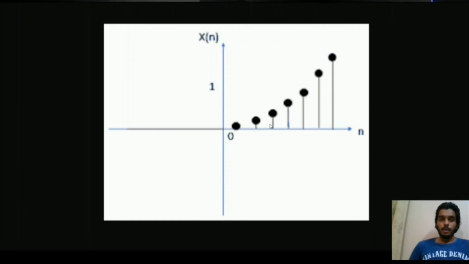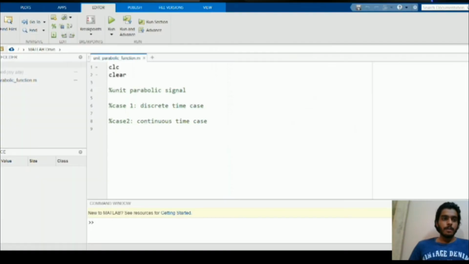Having covered both the continuous parabolic signal and the discrete parabolic signal, let us now plot these two graphs using Matlab. Now we have the Matlab online version over here, and first let us consider the discrete time case. Our ultimate aim is to plot the graphs of two cases, the discrete time case and the continuous time case. In order to plot these two graphs, first of all, we need to define from where to where we have to draw our graph. We need to have the points from which we will plot the graph.